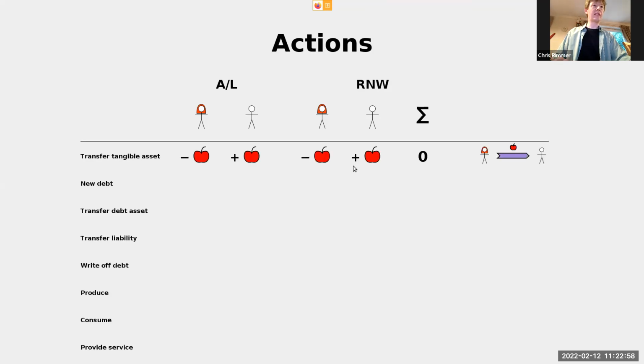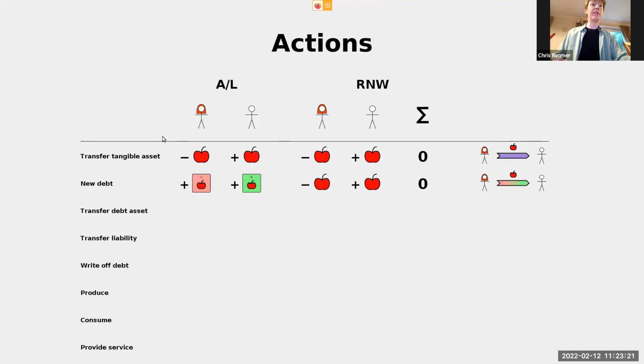So first one is transferring a tangible asset. So this is where Alice gives Bob an apple. So she gets one less apple asset and he gets one more apple asset. And then in terms of their raw net worth, Alice's decreases by 1 apple and Bob's increases by 1 apple. And we represent that with this purple arrow.